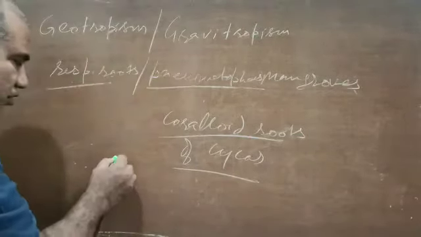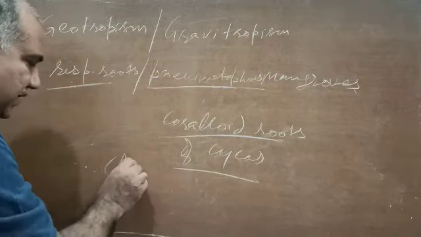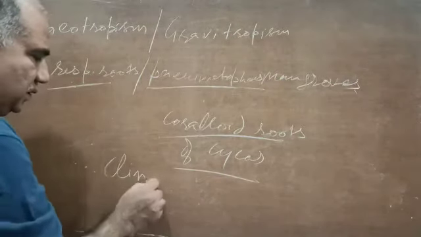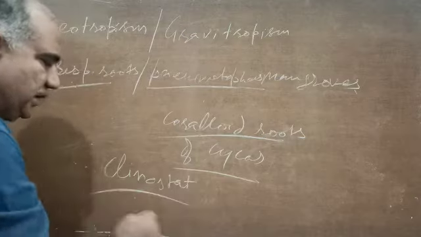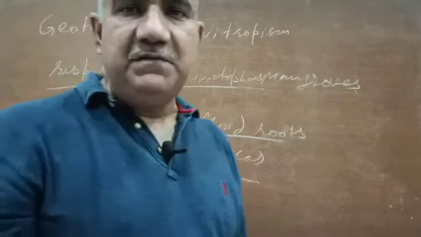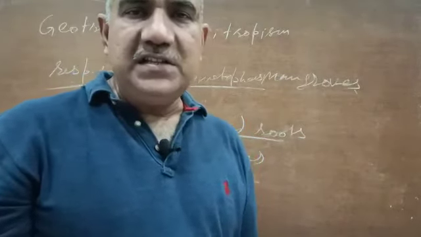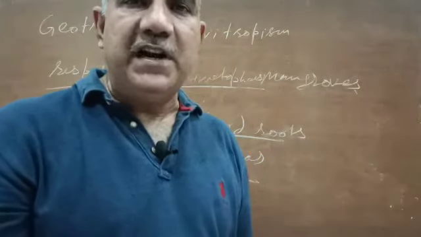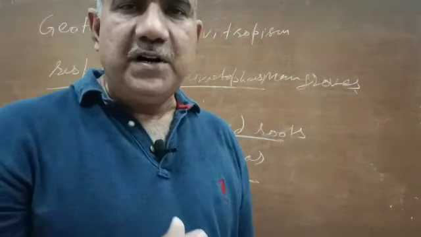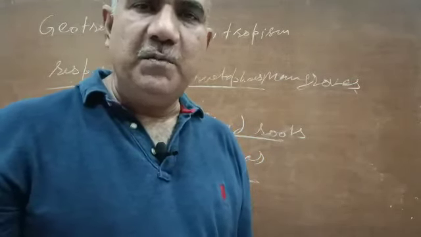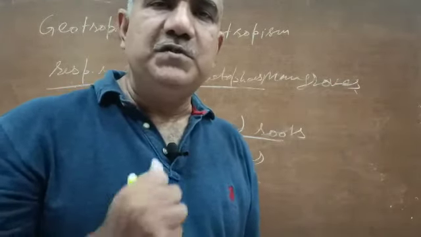And the instrument called the clinostat is the instrument which neutralizes the effect of the gravitational pull of the earth, and it is the instrument with the help of which we are able to tell which part of the plant shows negative geotropic movement and which part of the plant shows positive geotropic movement.